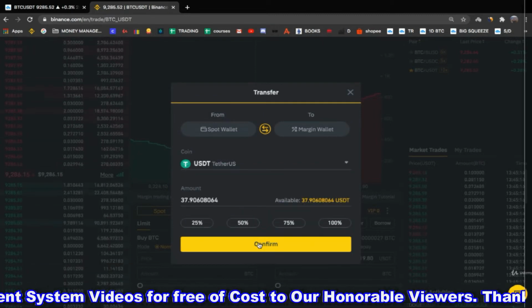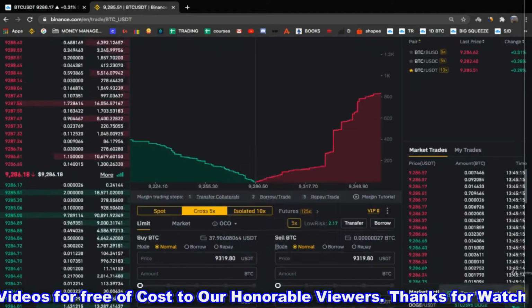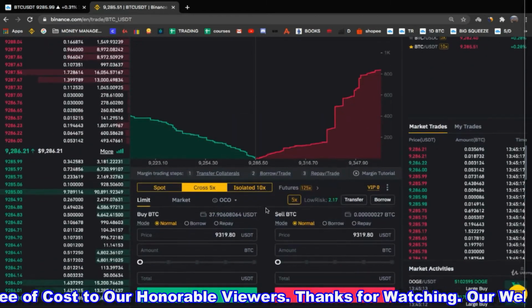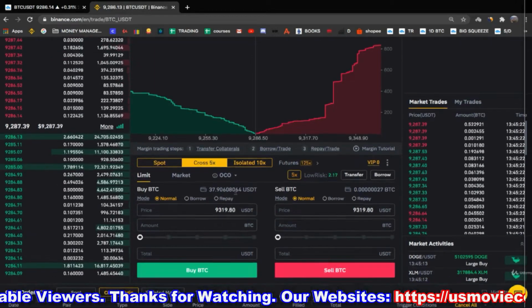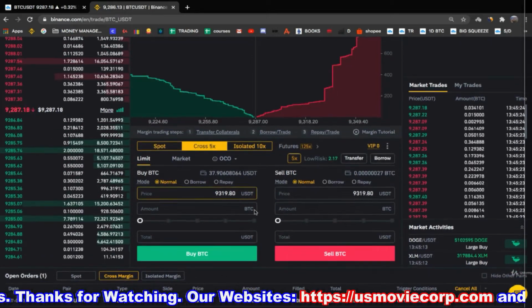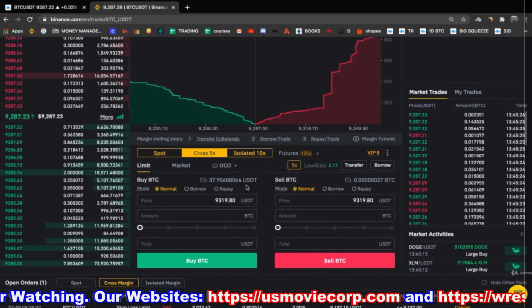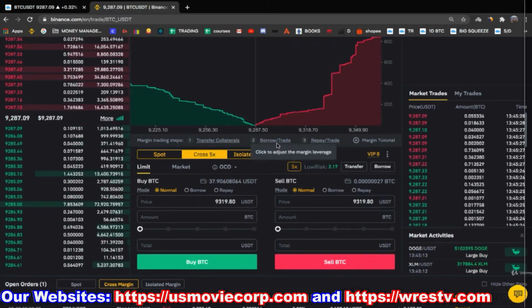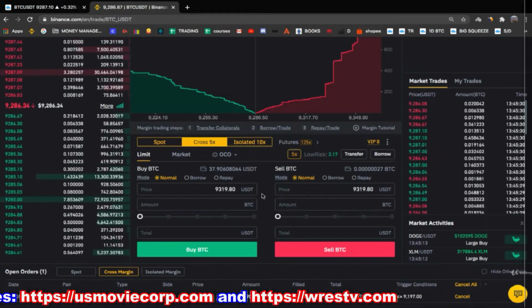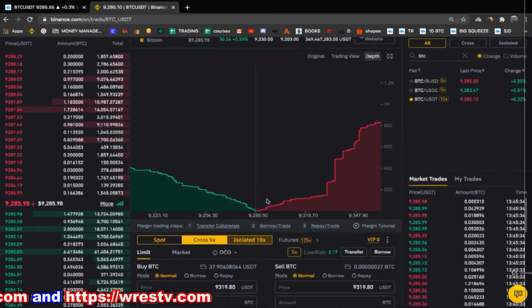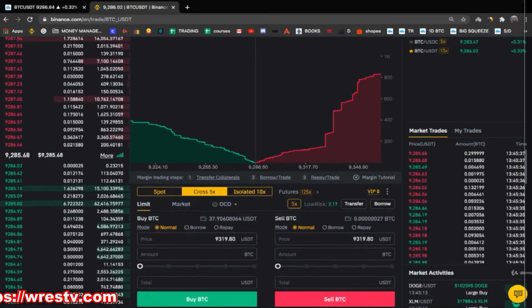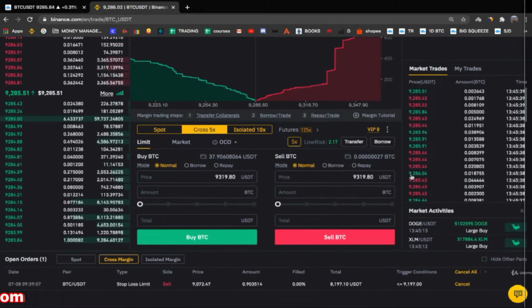Now you simply click confirm, and then you will be able to transfer the money from your spot wallet to margin wallet, and now you can trade, right? Now the money is here. This is how you transfer. So this is the second step, and now the third step is how to open the position finally, right? Let's come to the point to show you how to open and close margin positions.